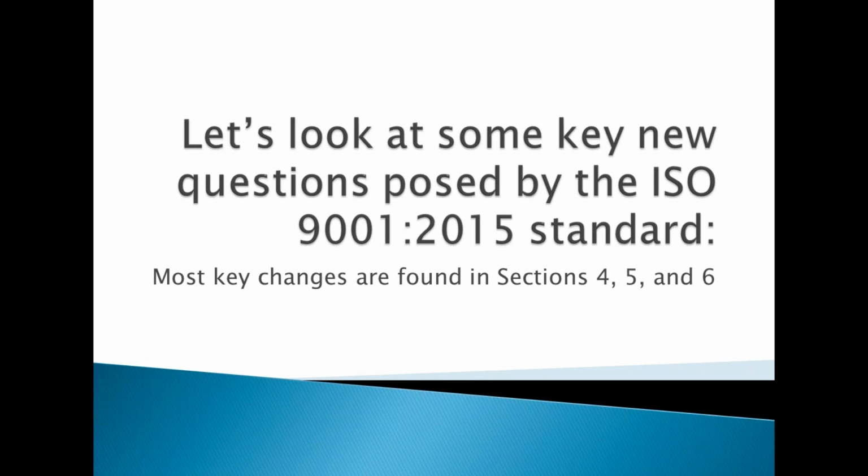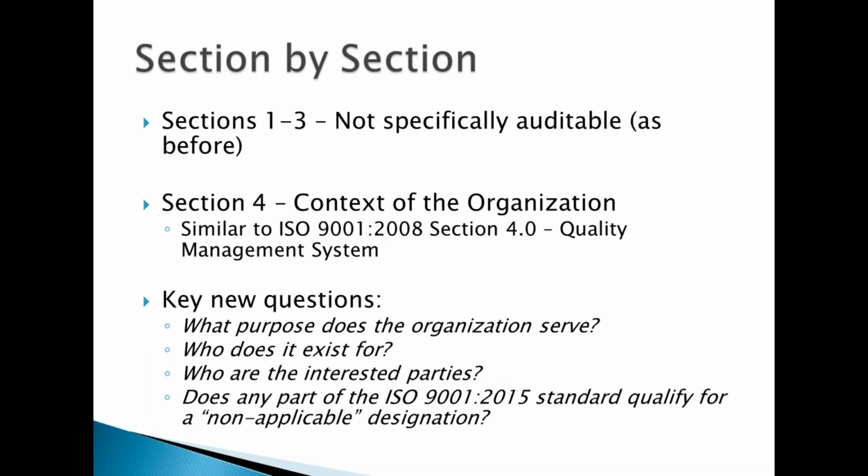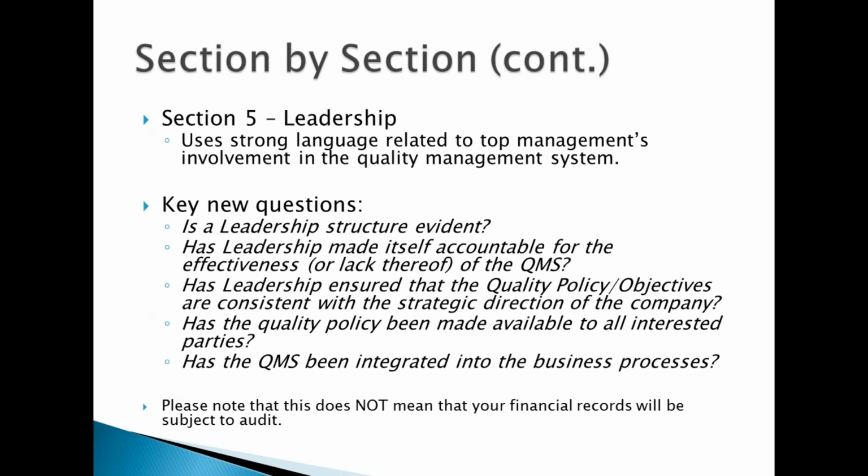All right, let's do kind of a sectional analysis now and just identify what's where, as far as where some of these questions are coming from. Section 4, as we learned about earlier: who are the interested parties? Does anything qualify for non-applicable? All of that is in Section 4.